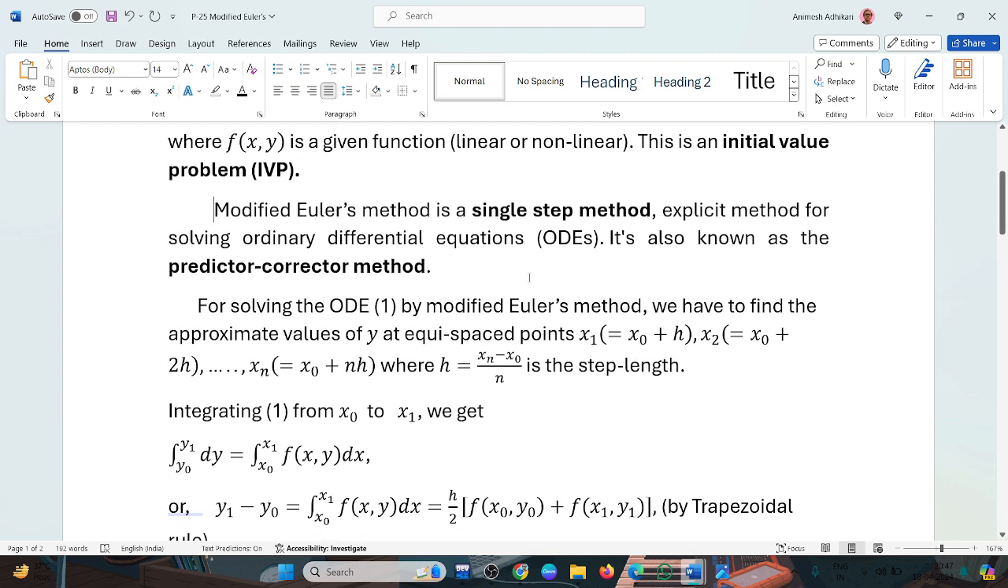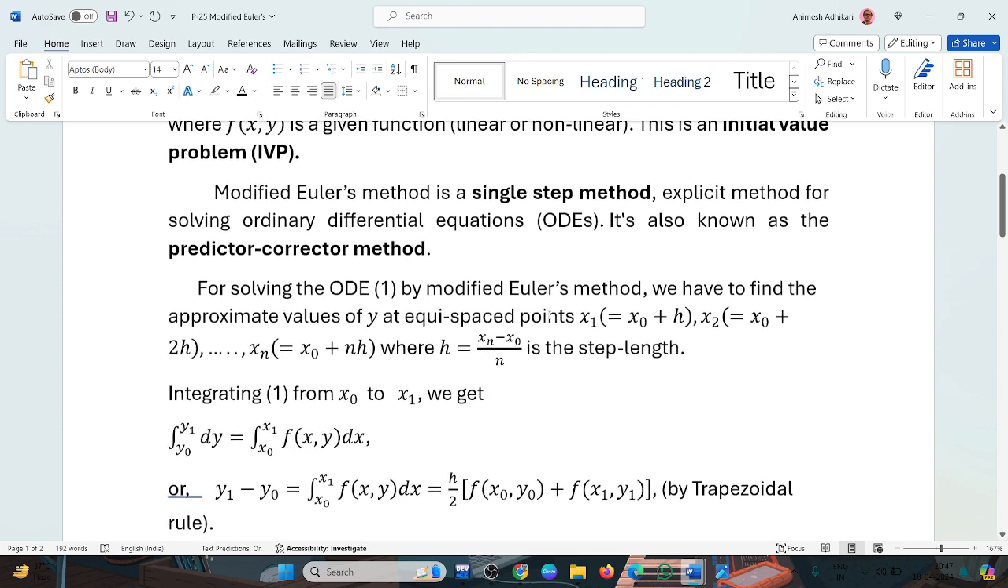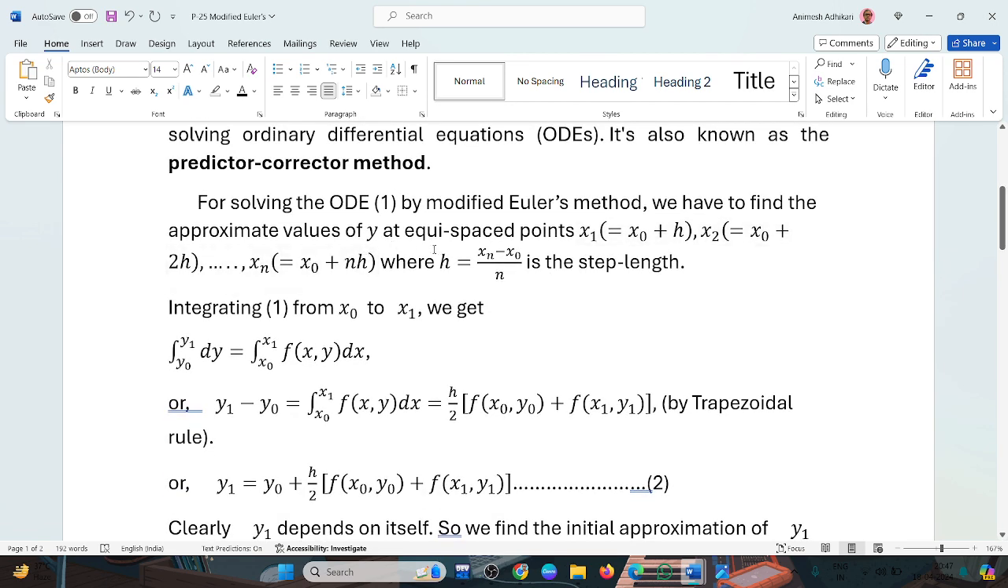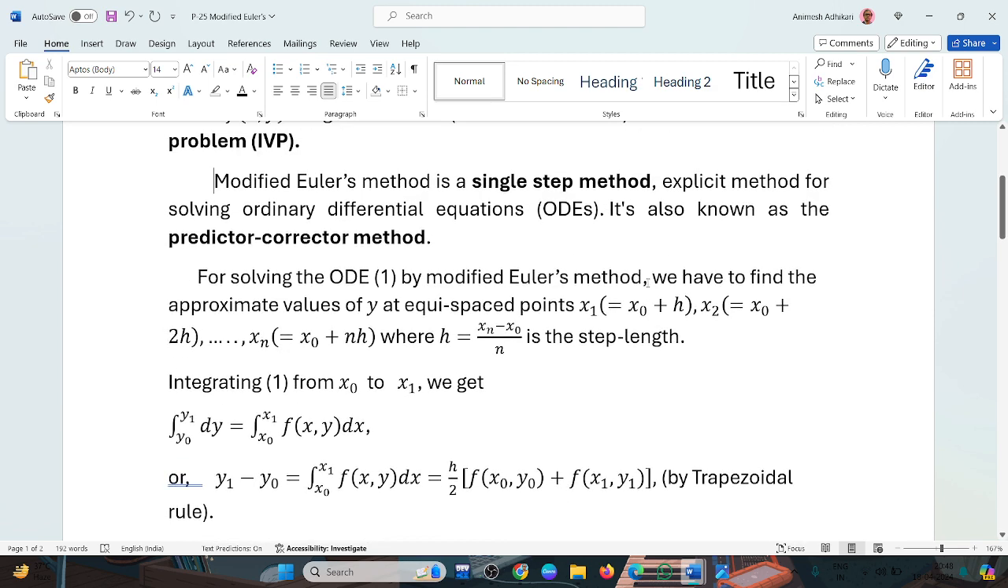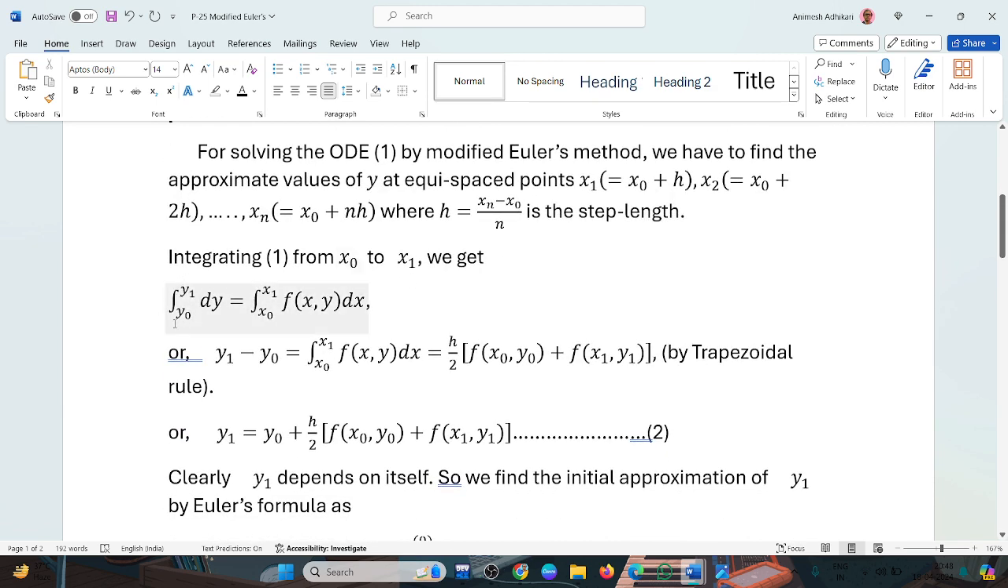For solving the ordinary differential equation 1 by modified Euler's method, we have to find the approximate values of y at equispaced points x1, x2, ..., xn, where h equals (xn minus x0) by n. h is the step length. Integrating 1 from x0 to x1, we get the integral of dy from y0 to y1 equal to the integral from x0 to x1 of f(x,y) dx. This equals y1 minus y0, which is h by 2 times f(x0,y0) plus f(x1,y1) by the trapezoidal rule for integration.